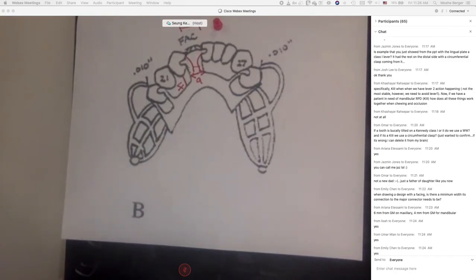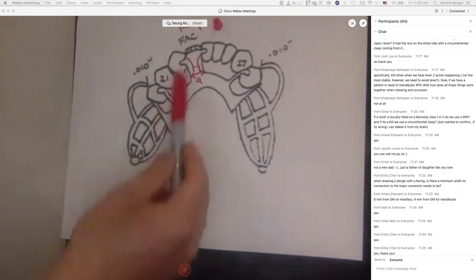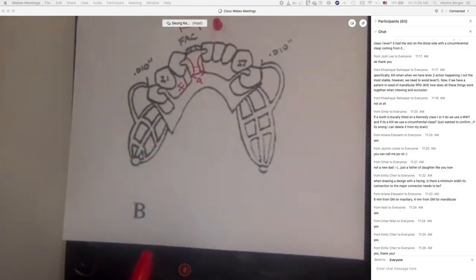Does that answer your question about the width of the connector? So I would say 4 millimeters of width at the minimum. It should basically conform to the space that we have.